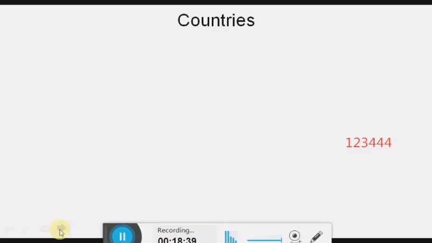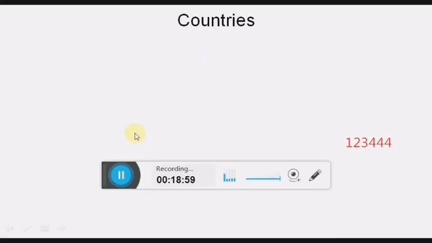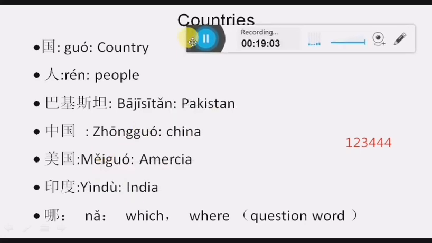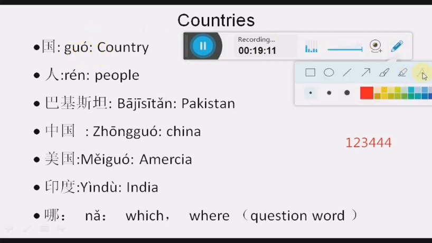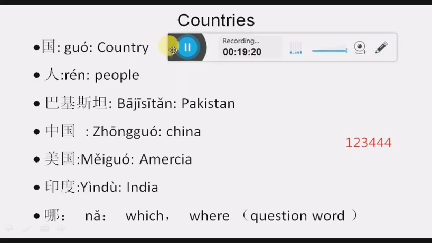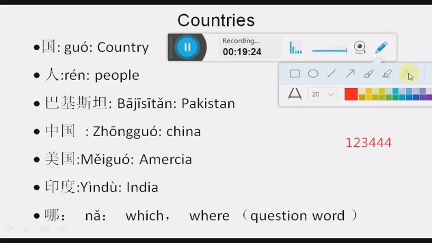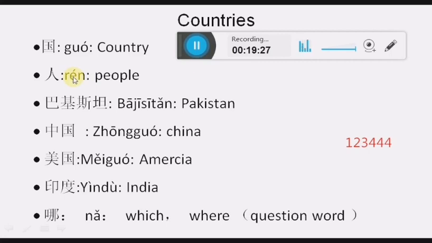Countries. In this lesson, we are going to talk about nationality: how to say that I am Pakistani and how to ask someone else about their nationality. 国, country, with rising tone. Next word is 人, rising tone, people, person.